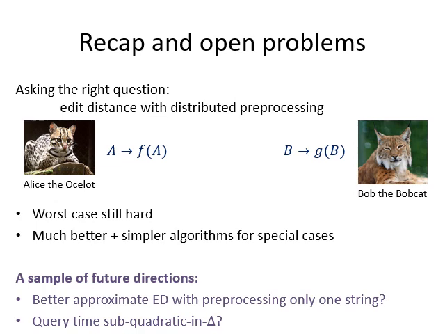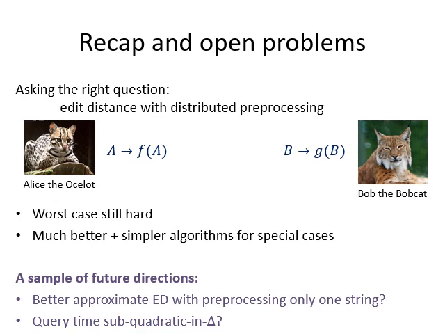So to recap, we asked the right question, which is edit distance after you've preprocessed each string in a distributed manner, where Alice the ocelot can preprocess her string, and Bob the bobcat preprocesses his string. In this setting, the worst case is still hard, but we give much better and much simpler algorithms for very important special cases. There are lots of exciting future directions in this model. Just a sample of 2 obvious ones. One is better approximate edit distance with preprocessing only one string. We can slightly beat the state of the art, but possibly you can do much better.